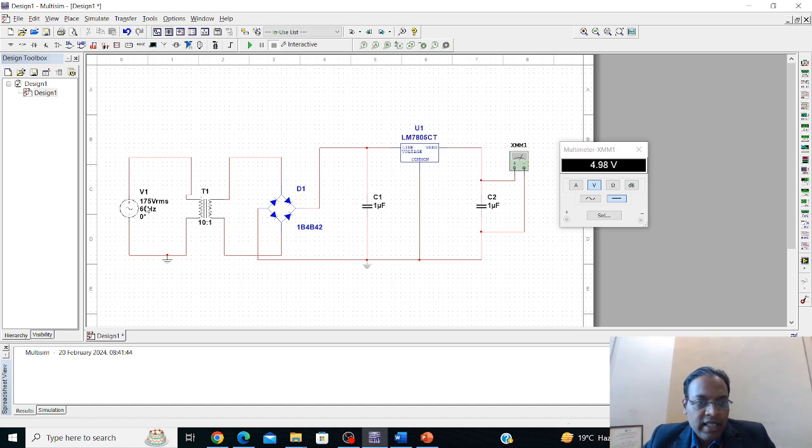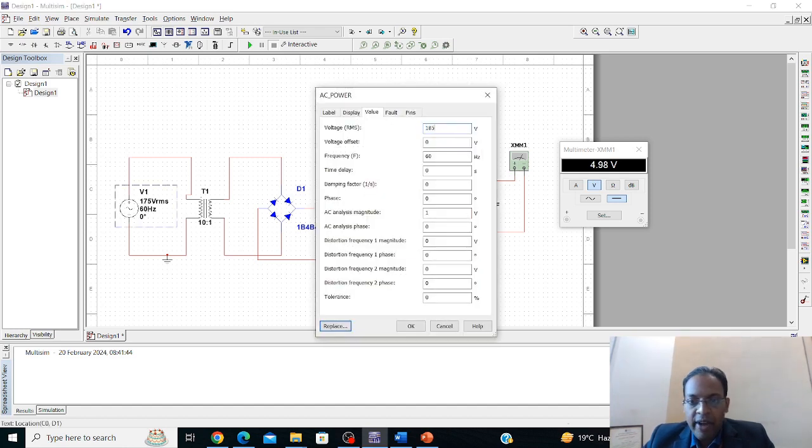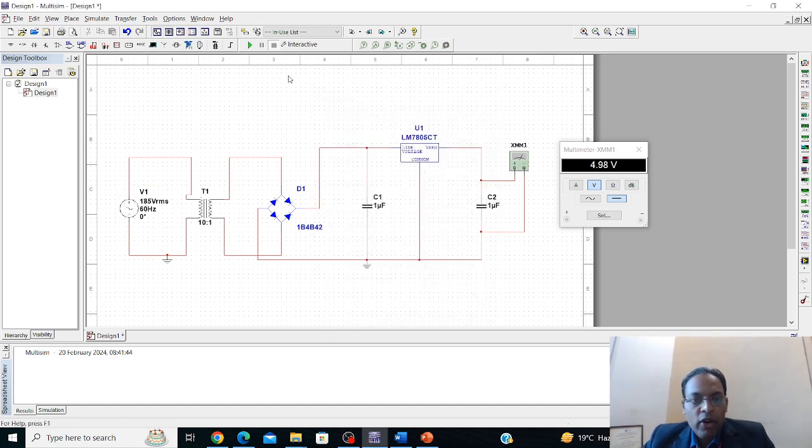So here let us take one more reading. So 185. On 185 volt AC, run the simulation. Here you can see the output we are getting is 5 volt. Okay, so it has produced a constant output of 5 volt DC voltage. Now if I keep on increasing the input voltage, the output will be constant, it will not increase further. Decimal values may vary, but it will be 5 volt.